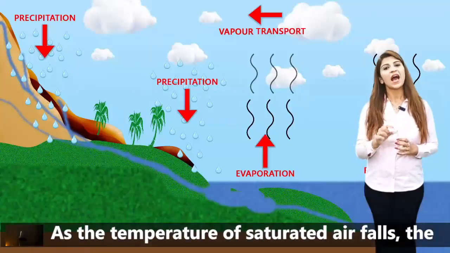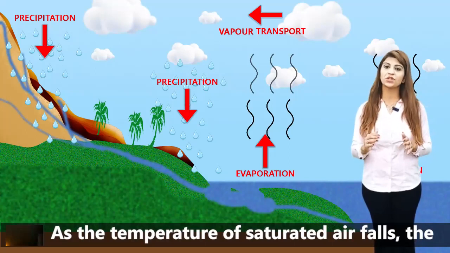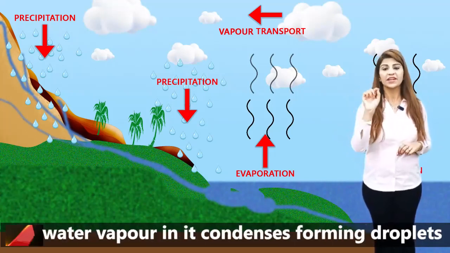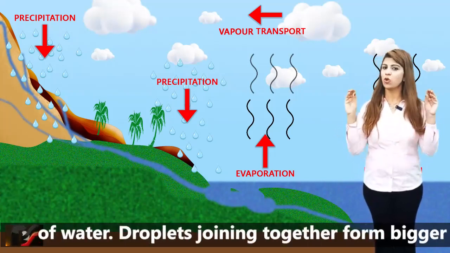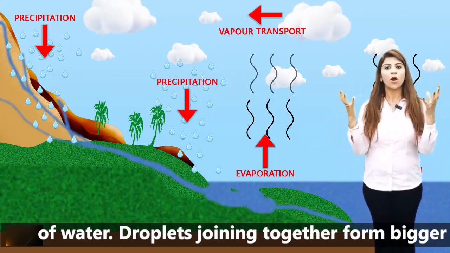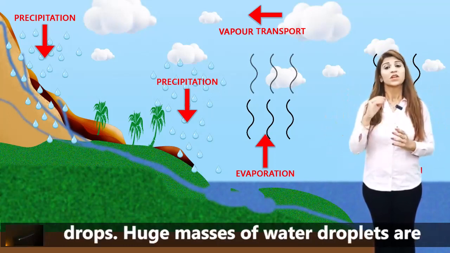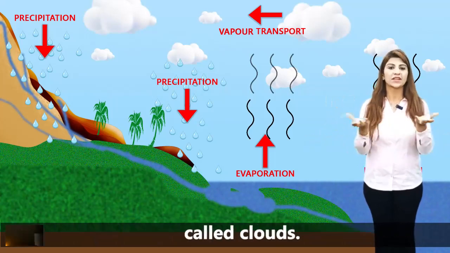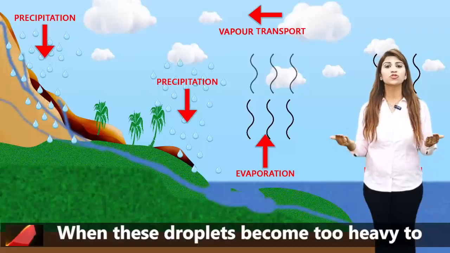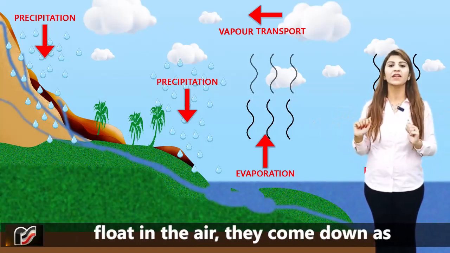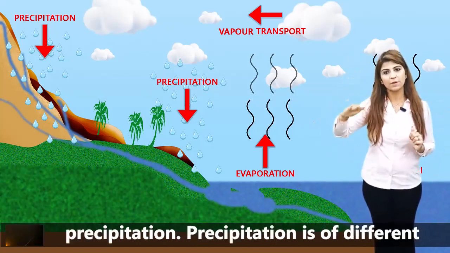Condensation. As the temperature of saturated air falls, the water vapor in it condenses, forming droplets of water. Droplets joining together form bigger drops. Huge masses of water droplets are called clouds. Precipitation. When these droplets become too heavy to float in the air, they come down as precipitation.